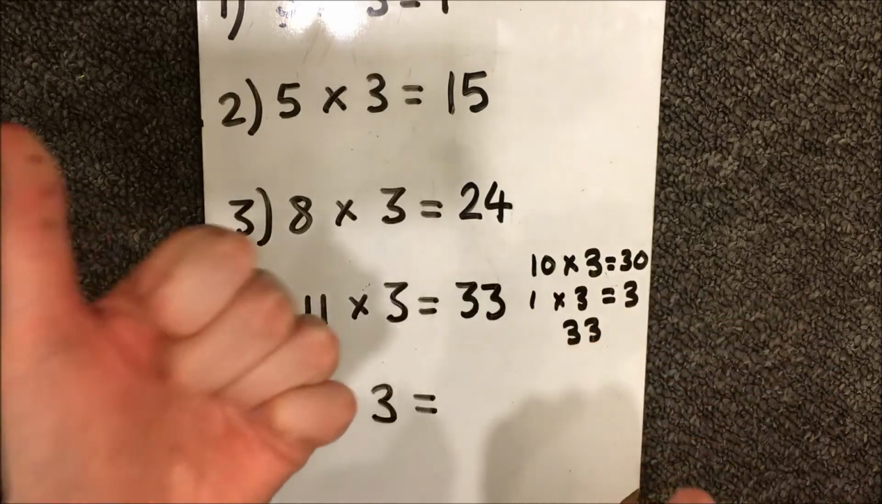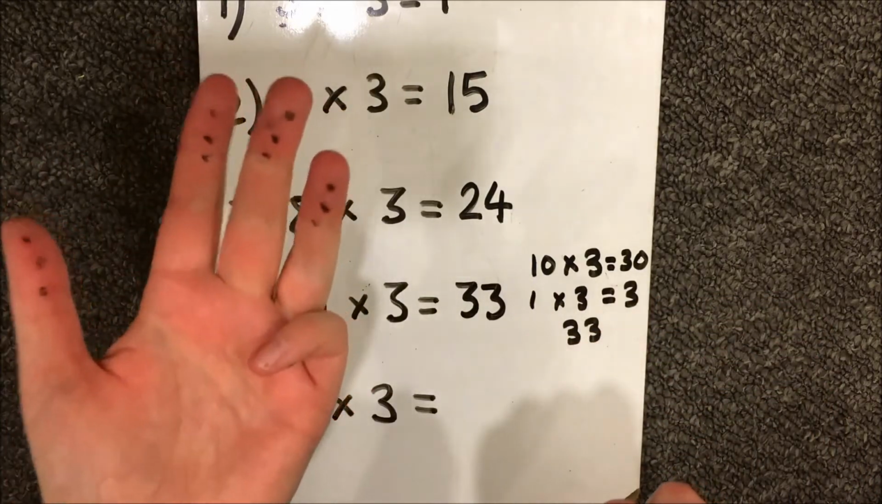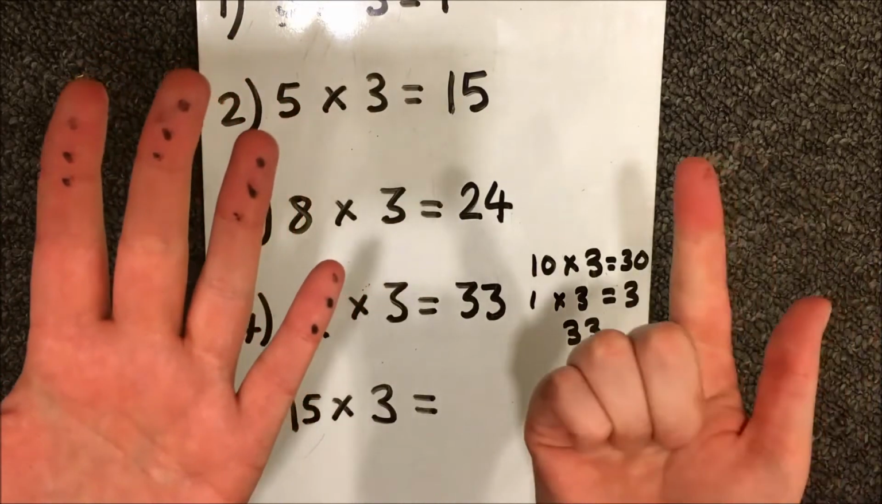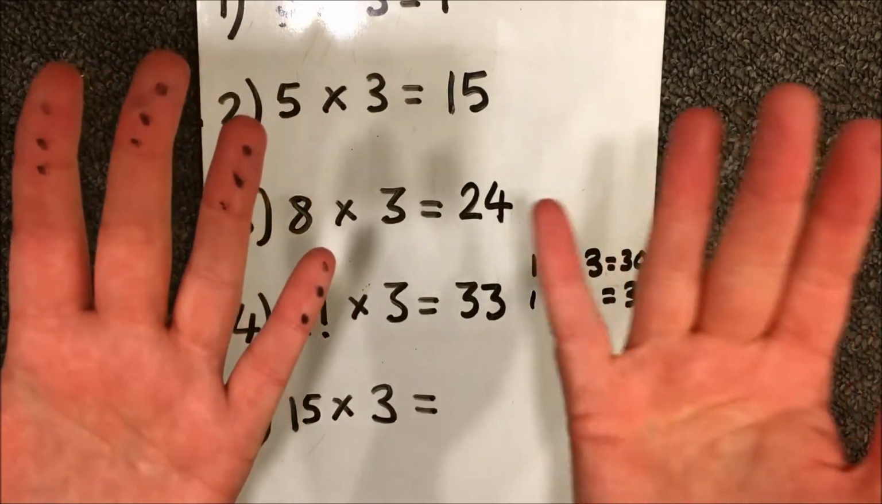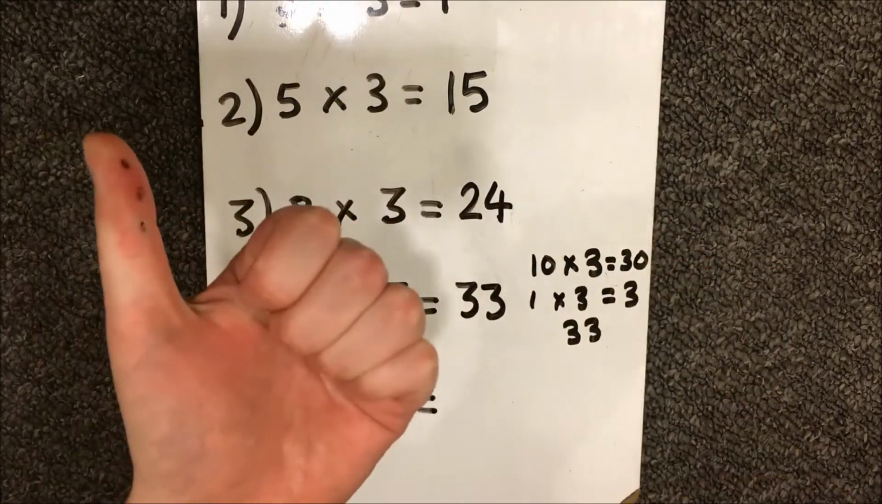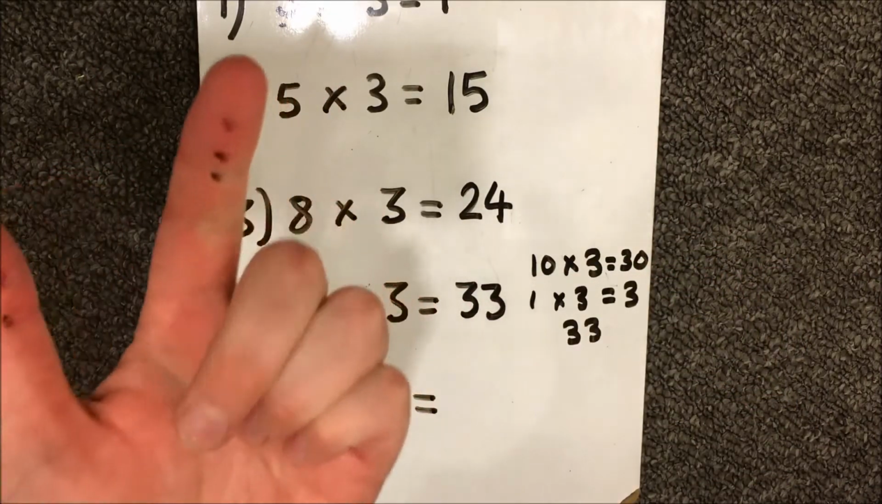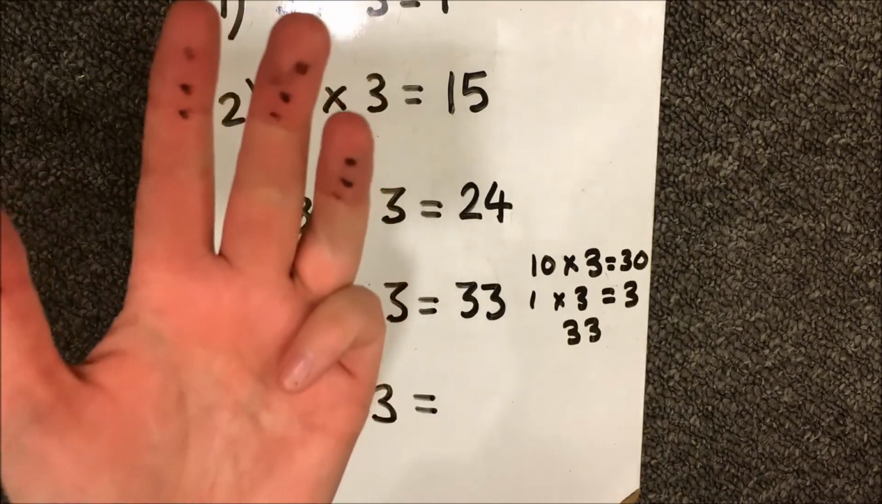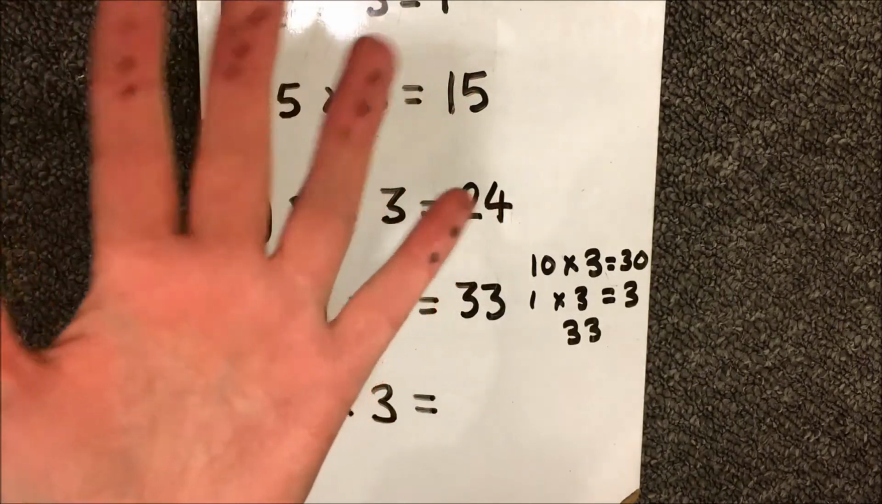Ready? 3, 6, 9, 12, 15, 18, 21, 24, 27, 30. That's 10 times 3. After 30, 33, 36, 39, 42, 45.